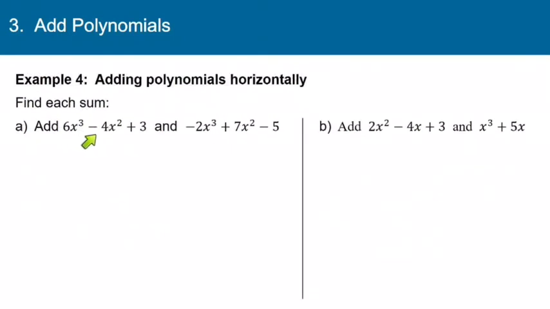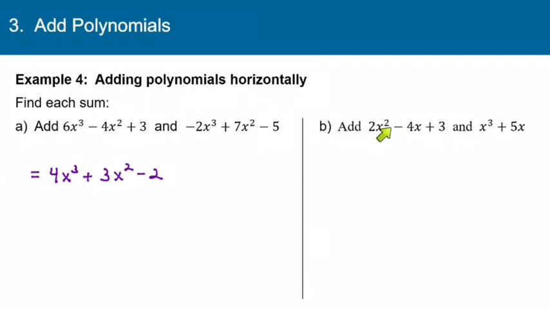Now notice that you don't have to copy the terms down vertically. You can just add horizontally if you're comfortable with that. You can just look across here for all of your x to the third terms. Here I have positive 6x to the third and negative 2x to the third. That makes 4x to the third. And then our x squared terms are negative 4x squared and positive 7x squared. Together they make 3x squared. And then our constants are positive 3 and negative 5. Together they make negative 2.